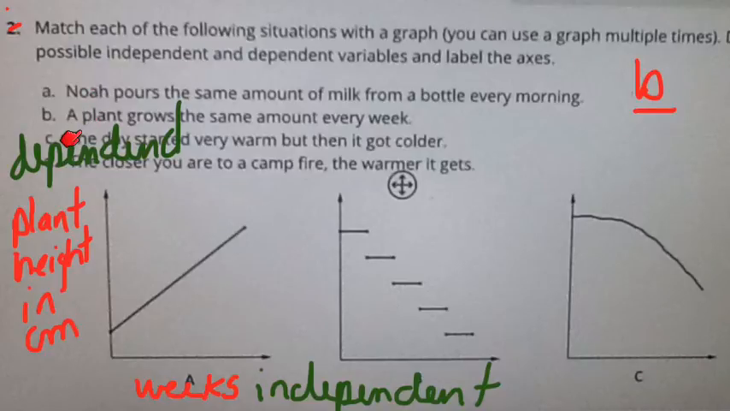And then it's a plant grows the same amount every week. So if this was weeks, which is the independent variable, and this is height of the plant in centimeters or inches or whatever, then the farther the weeks go, the more the plant grows.